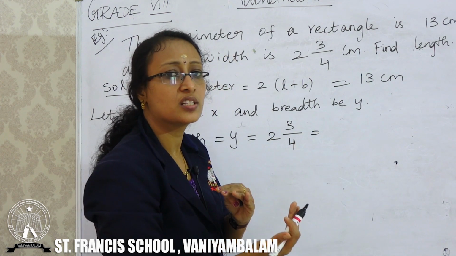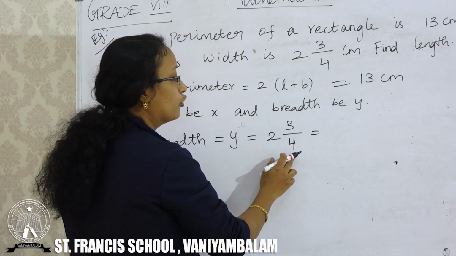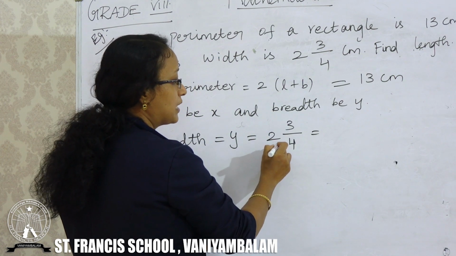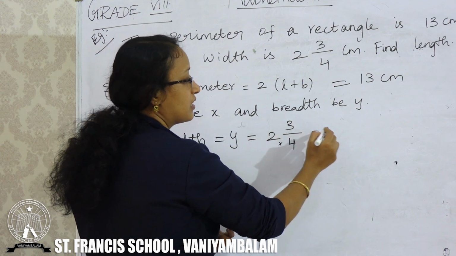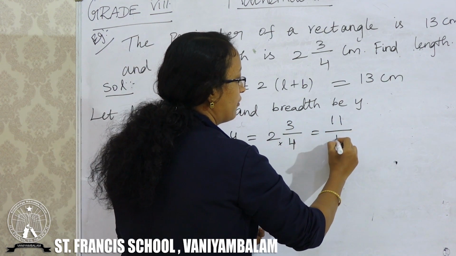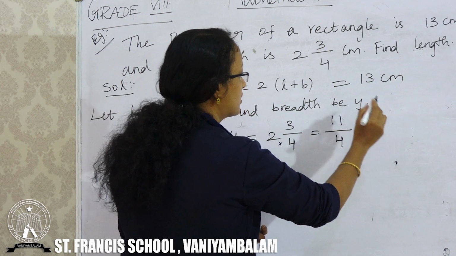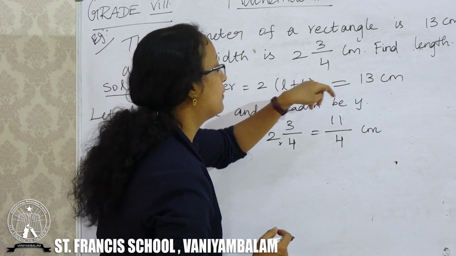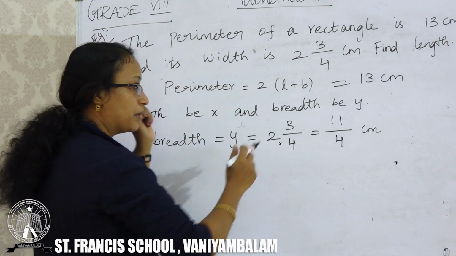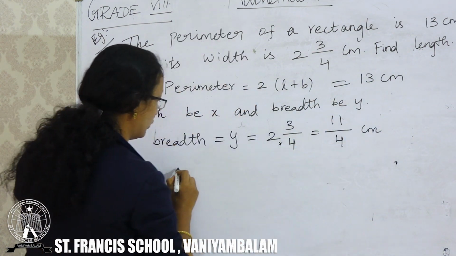You know how to change mixed to improper. 2 4s are 8. You will multiply this and add it with 3. 2 4s are 8. 8 plus 3, 11. 11 by 4 centimeter is your breadth. Now we got the breadth and perimeter is 13.